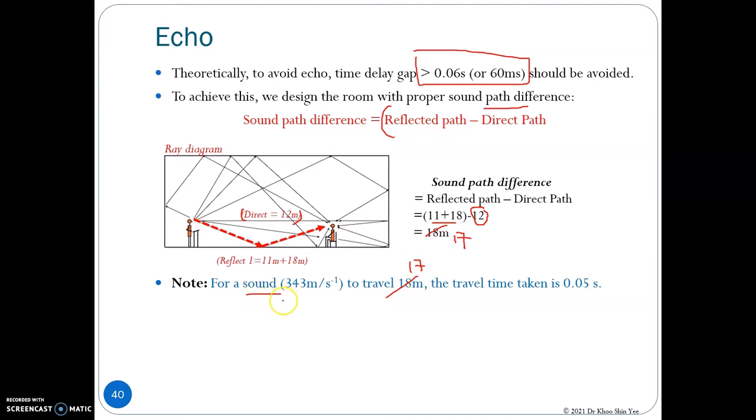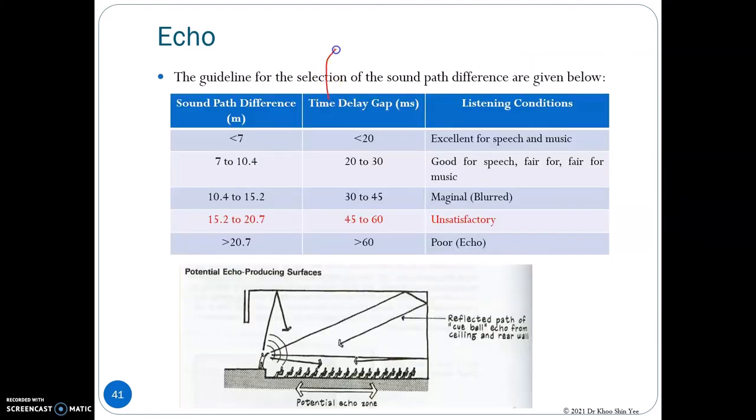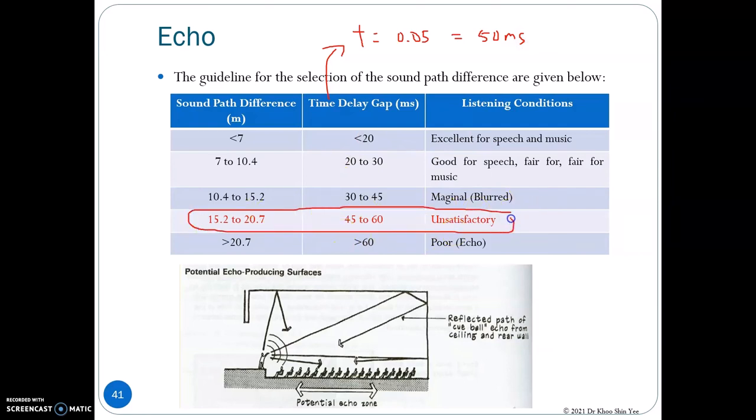We know that the speed of sound travelling in the air medium is equal to 343 meters per second. So this would be per second only. Then we can compute the travel time for the reflected sound to be the distance divided by the speed. So 17 divided by 343, you should obtain around 0.05 seconds. So previously we obtained the time delay gap to be 0.05 seconds, which is also equal to 50 milliseconds. Based on this guideline, we can see it's under this category, where the time delay gap is within 45 to 60 milliseconds.